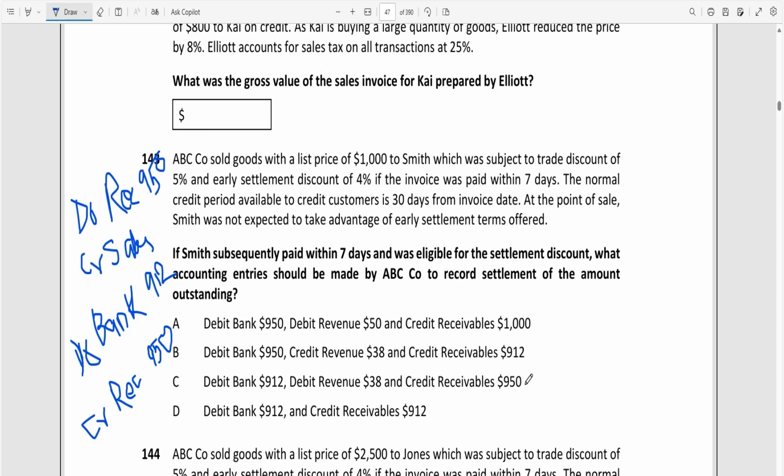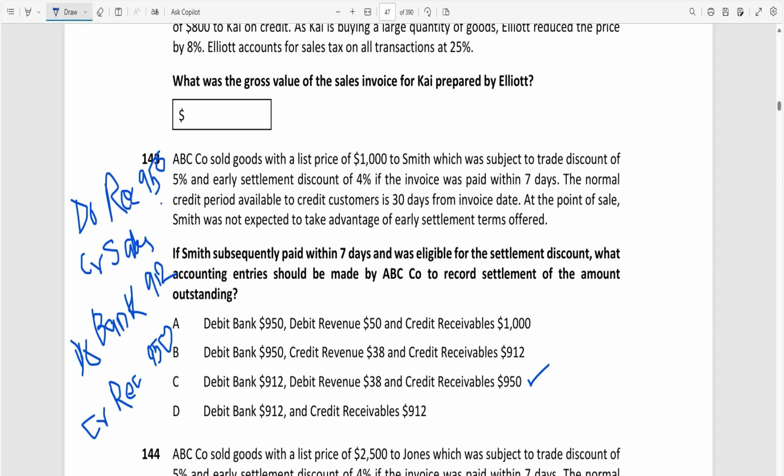There is only one option where the receivable is being reduced by 950, which is C, and you can obviously classify it even if you don't know what should be booked on the debit side. So it's correct. And the 38 difference between the debit and credit side will reduce the revenue because we booked revenue of 950 earlier, but actually we received only 912 from the customer. That's why option C is correct.